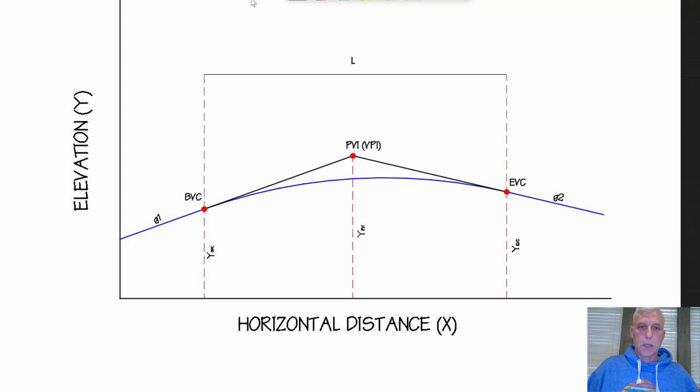And let's erase that. Let's lay out a problem. Okay, so say we're given a parabolic vertical curve, and we are given G1 equals 3%. So we have a positive incoming grade, that means uphill, and G2 is equal to negative 2%, or a downhill grade. L, or the length of our curve, is equal to 950 feet.